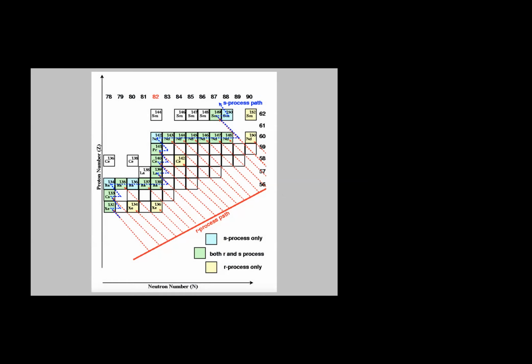But you can see that there is also this zigzag dashed blue line, which is the so-called s-process. This happens much closer to the stable value. But as you can see, an element can be only an r-process element, only an s-process element, or a combination of the two, with contribution from both processes. Now, the question is, what are the sources of these r-process elements?